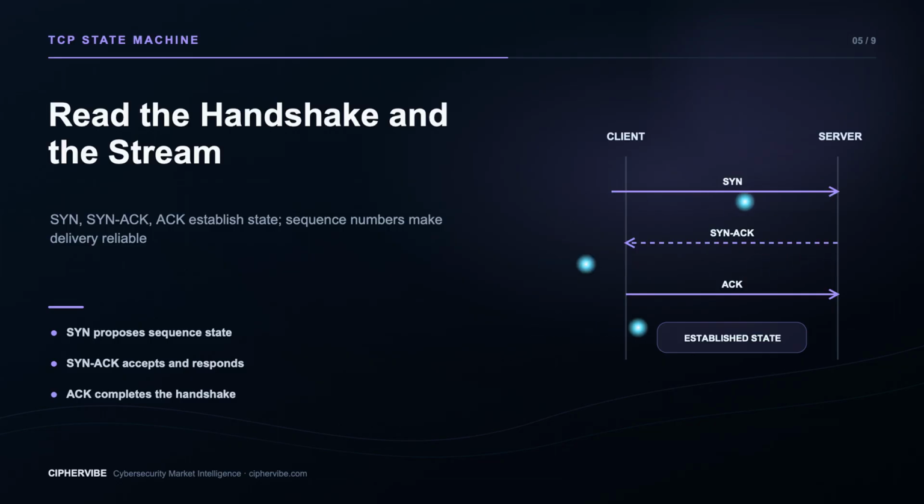If data is lost, the sender retransmits. If packets arrive out of order, the receiver can queue and reorder them. The receive window communicates flow control. Congestion control adjusts sending behavior based on network conditions.